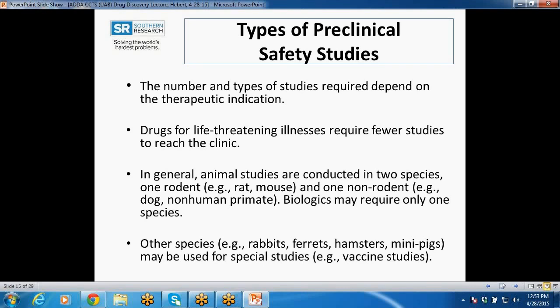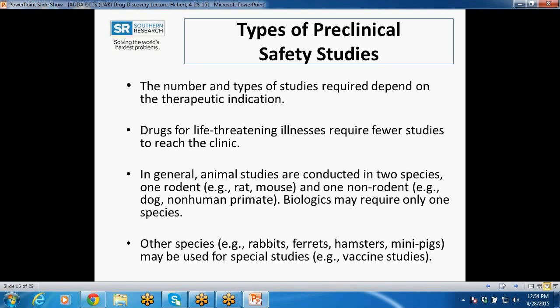One exception is that a lot of biologics require only 1 species. And the reason for that, or one reason for that, is because by their very nature, the way a lot of biologics work, their mechanism of action, a lot of species are not relevant. And so it would be useless to require testing in 2 species if there's only 1 species that you can find that's particularly relevant to the testing.